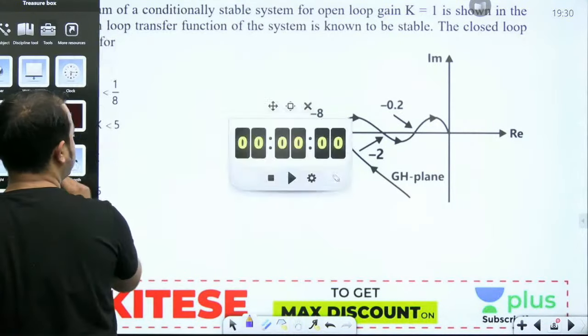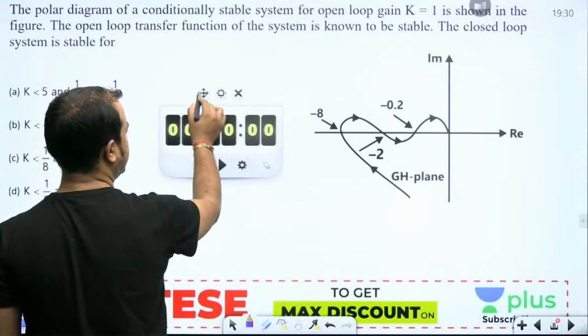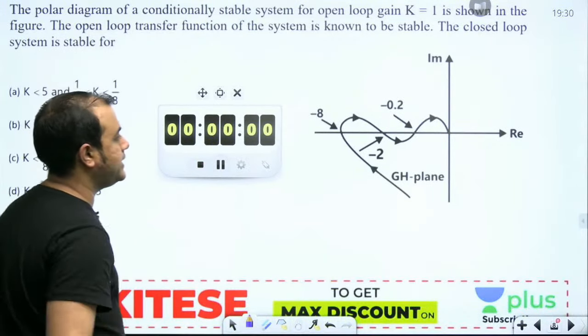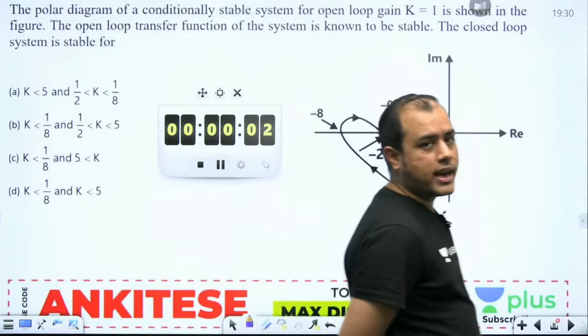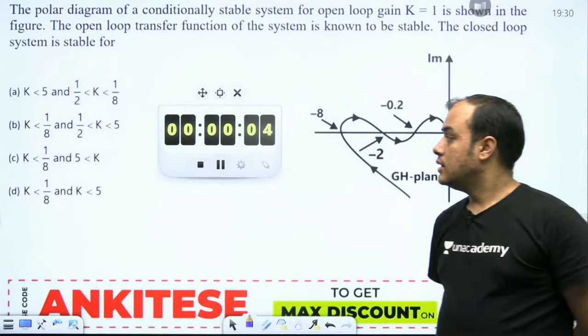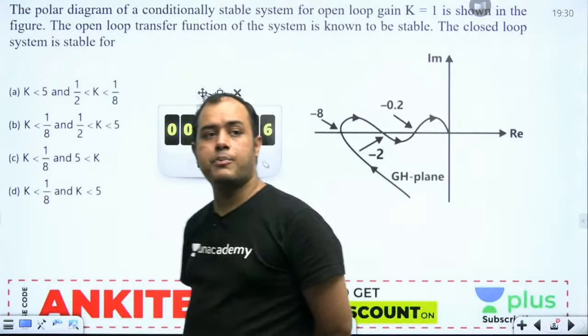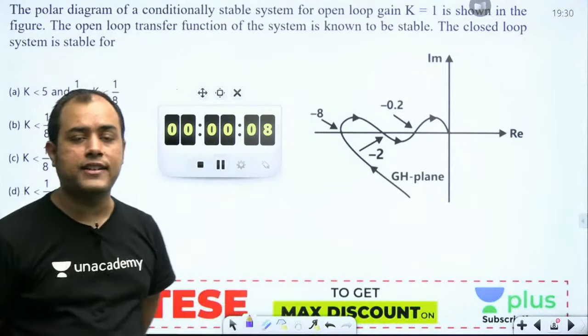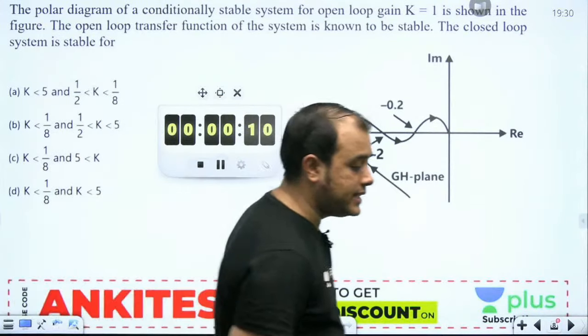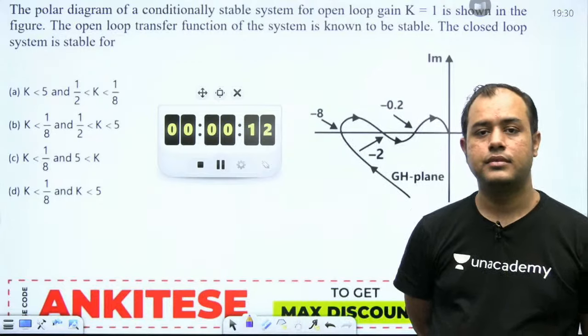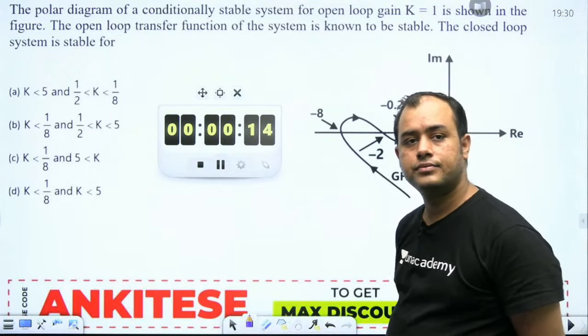Okay. Now try the next one. Again, this is a previous year problem from ECE. Now you get 90 seconds. Garima, if the -1 point lies to your left hand side, it represents a stable system.